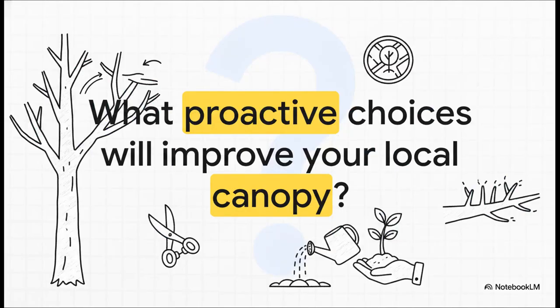Ultimately, pruning isn't just basic landscape maintenance. It's a profound biological intervention. Every single time we remove a branch, we permanently alter where that tree sends its water, its nutrients, and its energy for years to come. Knowing how deeply a single cut alters a tree's biological future, what proactive choices will you make today to improve the long-term health and structure of your local canopy?